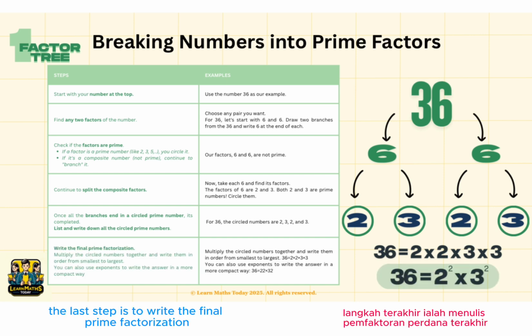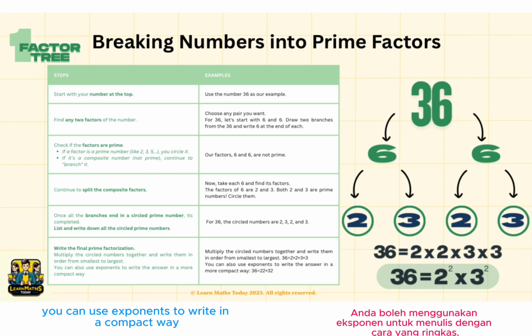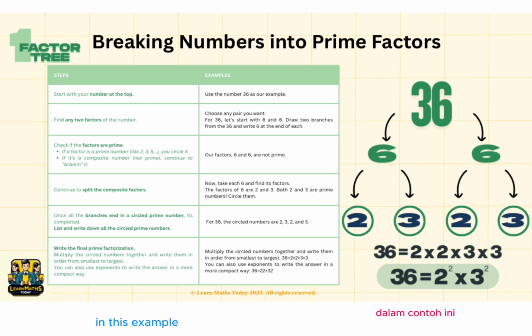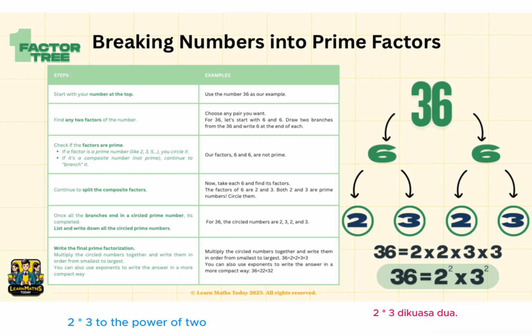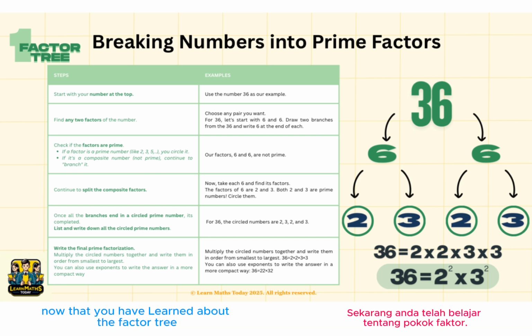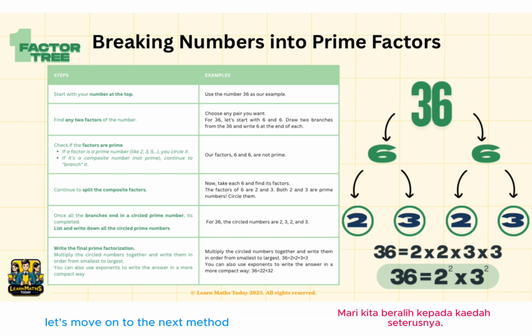The last step is to write the final prime factorization. Write from the smallest to the largest number. You can use exponents to write in a compact way. In this example, you may write 36 equals 2 to the power of 2 times 3 to the power of 2. Excellent! Now that you have learned about the factor tree, let's move on to the next method.